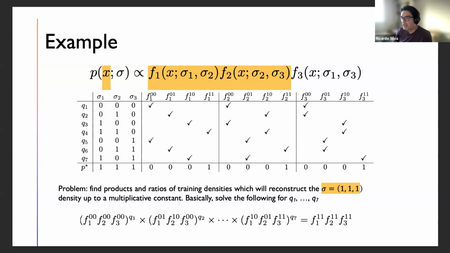exponents added up. So this monomial here for F1 appears in the first regime and the 5th regime. So the exponents Q1 plus Q5 will be the exponent of this symbol. This symbol doesn't show up in the target distribution, therefore Q1 plus Q5 needs to add up to 0. So this defines a linear system. This linear system will have a solution or not. We can show it doesn't have a solution, so in general, it's not identifiable under products and ratios.